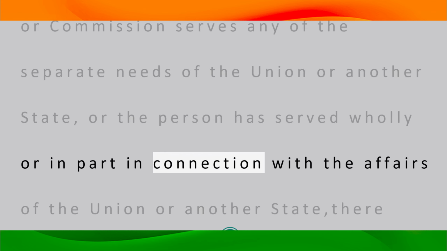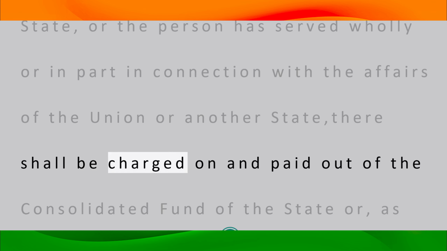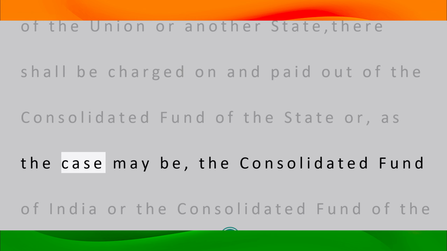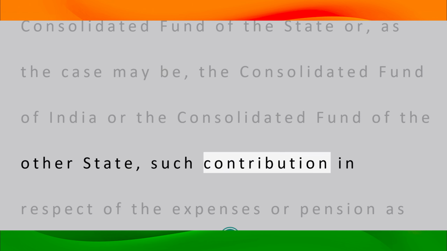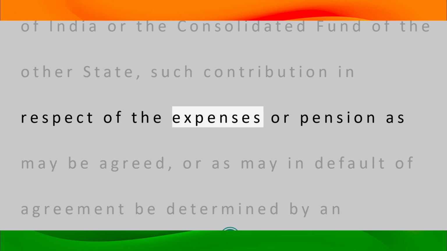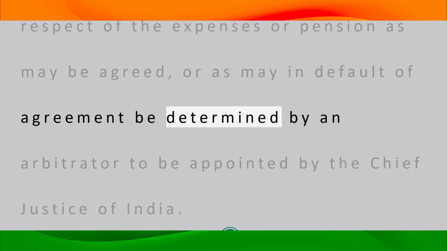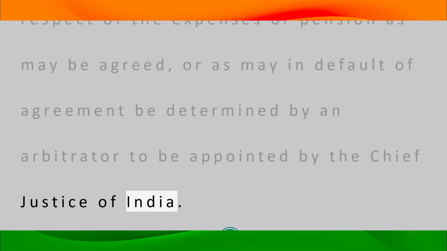there shall be charged on and paid out of the Consolidated Fund of the state or, as the case may be, the Consolidated Fund of India or the Consolidated Fund of the other state, such contribution in respect of the expenses or pension as may be agreed, or as may in default of agreement be determined by an arbitrator to be appointed by the Chief Justice of India.